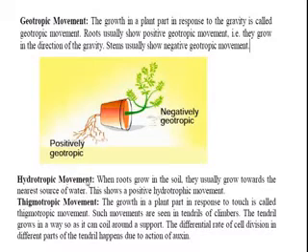Next, hydrotropic movement. Root grows towards water, that is hydrotropic movement. Thigmotropic movement, as I explained, is the movement of climbers. A special structure arises from the nodes or from the side of the stem in climbers, that is called a tendril. This tendril climbs on a support.